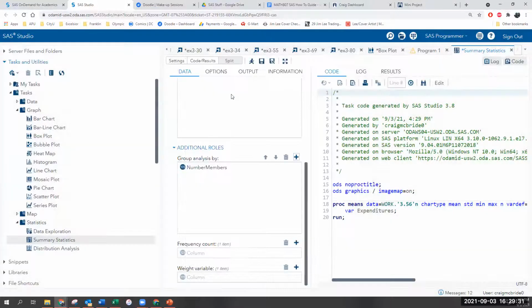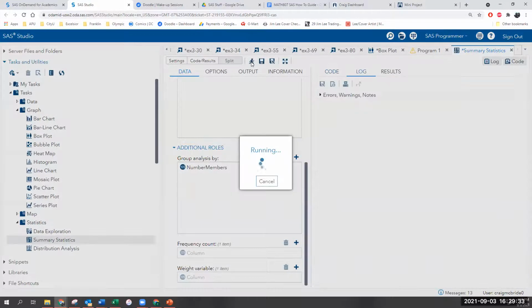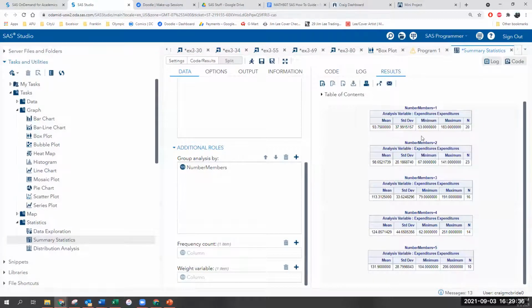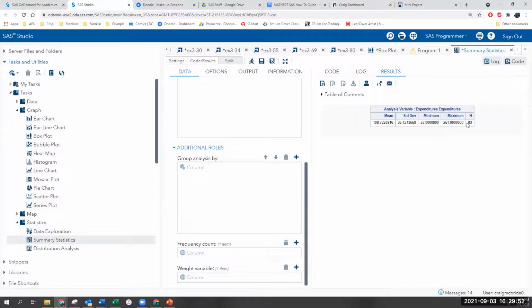If we group it by number of members and run it, this is how we get the individual ones, right? So these are the standard deviations for each of the individual sets where there's 1 member, 2 members, and so on and so forth. But for part B, all we have to do is get rid of this grouping number and then rerun it. And then now you can see the number is 83. It means it's using all 83 pieces of data. And there's the standard deviation for the whole set of data, not broken up by groups.